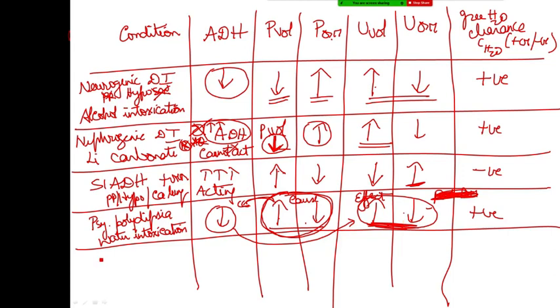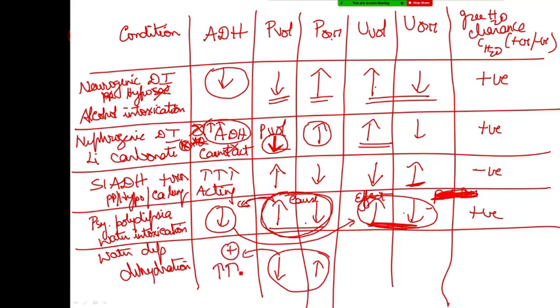Last one, water deprivation, dehydration. So if you don't drink water and continue to sweat, ADH is not the problem here. What happens first? Plasma volume will decrease, osmolarity will increase, which will stimulate your ADH secretion.